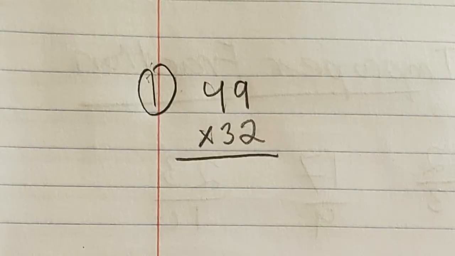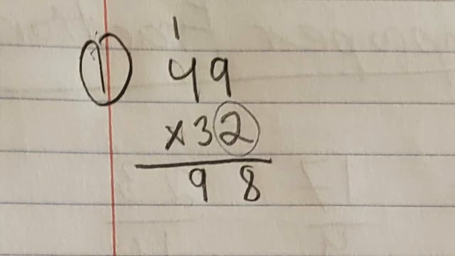So let's jump in. First, let's do a reminder on how we do multiplication with two-digit numbers. Let's do 49 times 32. First we're going to focus on the 2, and we're just going to do regular multiplication. 2 times 9 is 18. 1 goes up there, 8 down there. 2 times 4 is 8 plus the 1 is 9. Okay, so 98. Then we are going to move over to the 3.